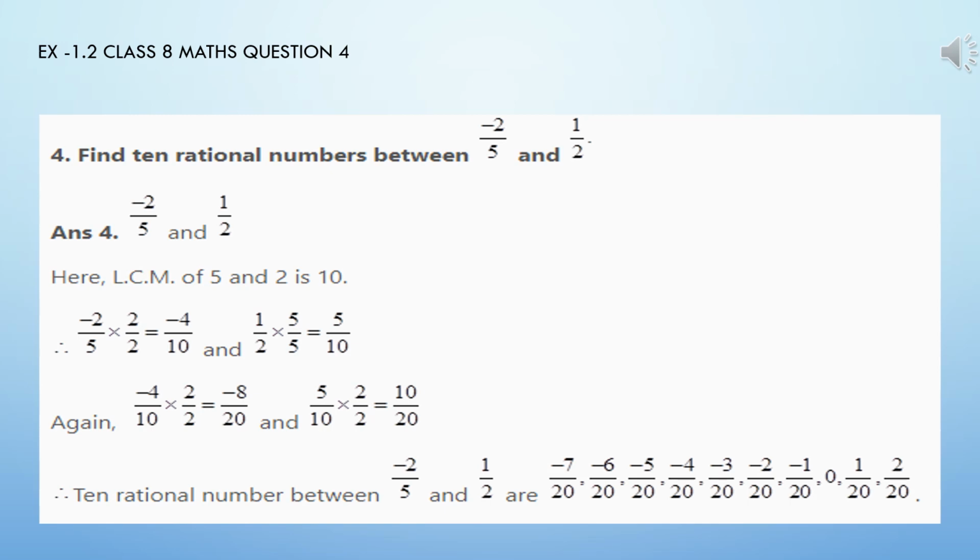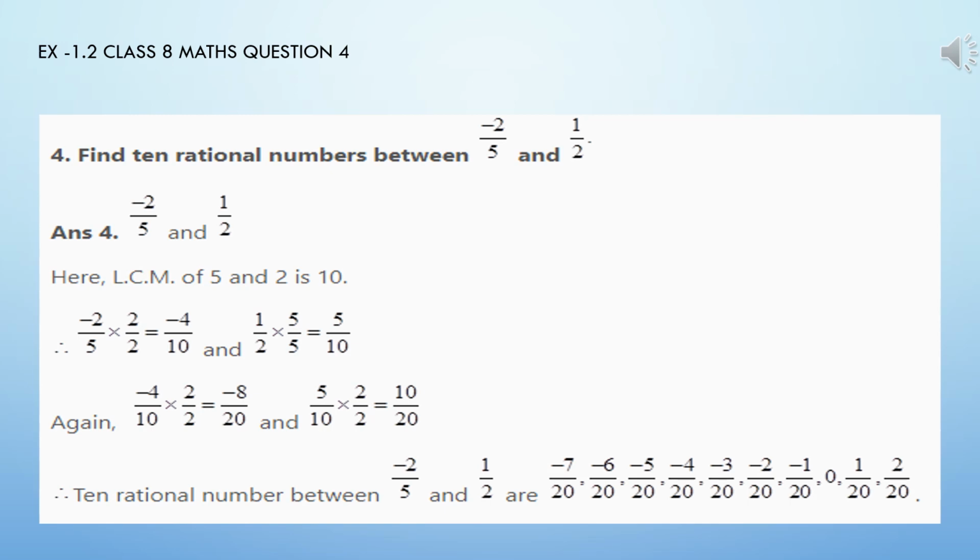Question 4. Find 10 rational numbers between minus 2 upon 5 and 1 upon 2. Here, denominators are different. So firstly, we will form the same denominator by taking the LCM of the denominators. The LCM of 5 and 2 is 10. Now we multiply minus 2 upon 5 by 2 and 1 upon 2 by 5, because 10 divided by 5 is 2 and 10 divided by 2 is 5.